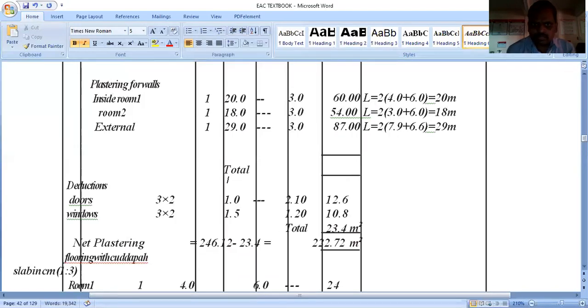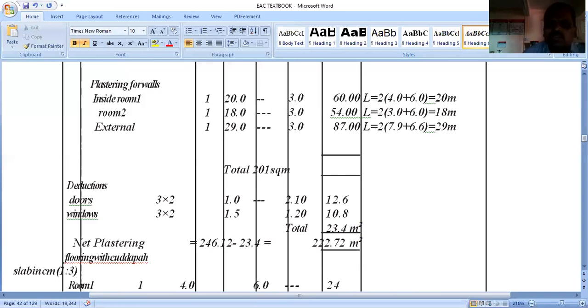So here the answer will be 201 square meter. In this manner, first of all, you have to find the plastering of room 1 and room 2, and the external plastering, you may say.